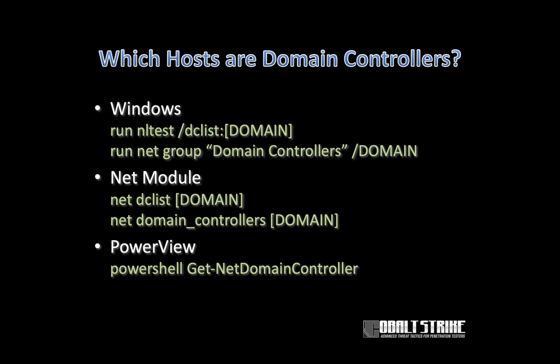For example, if my DC is called DC, the computer account name for it will be DC$. It is very easy to turn a computer account name into a host name, and that's why querying this group works so well for reconnaissance and discovery. With Beacon's net module, you can do net dclist, the domain name, or you can use net domain_controllers to query the domain controllers group on the domain controller for that domain. Within PowerView, you can use the Get-NetDomainController cmdlet.